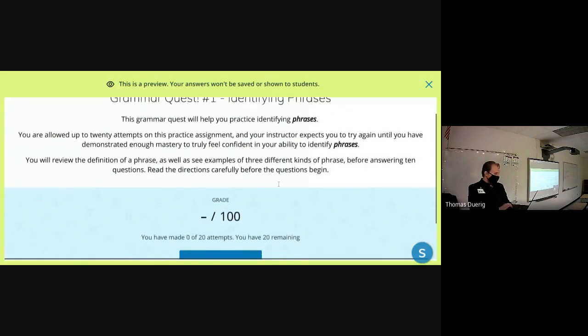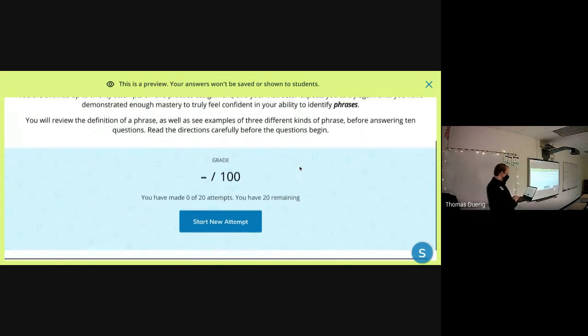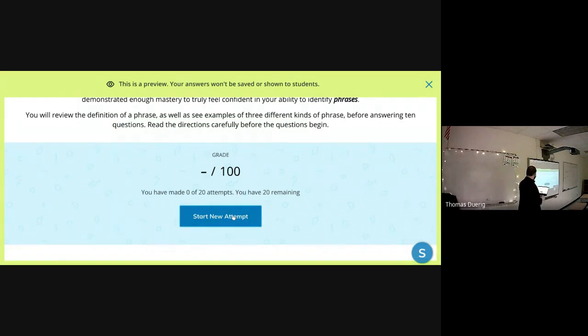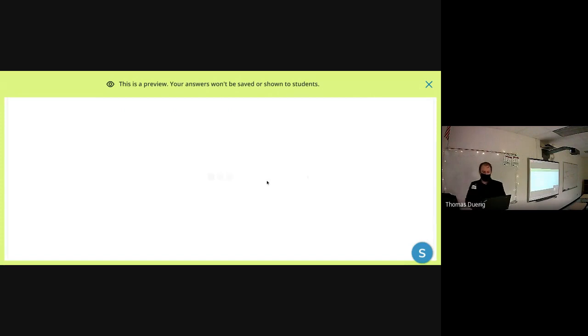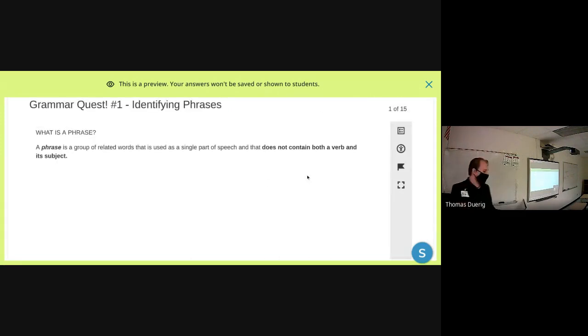So when you open this, hopefully, there's some pretty straightforward instructions. Some of them I was able to go in more detail with than others, but you have 20 attempts on these, right? So the idea here is that if you don't get a good grade, look at what you did wrong and try again.